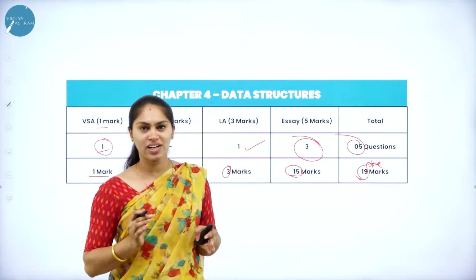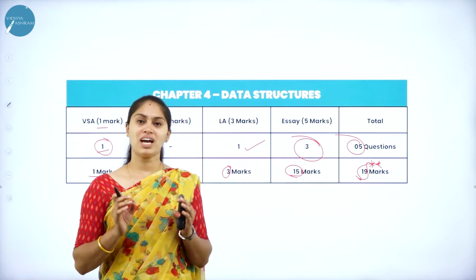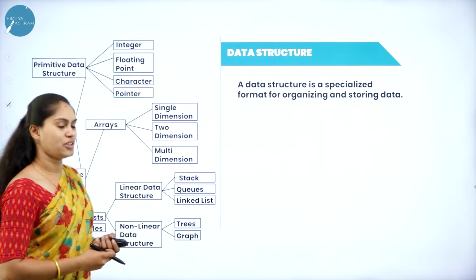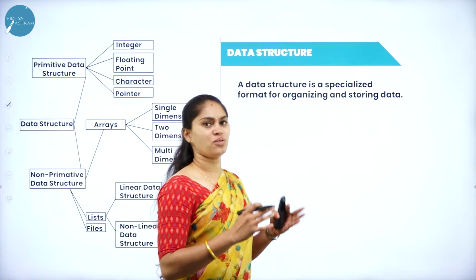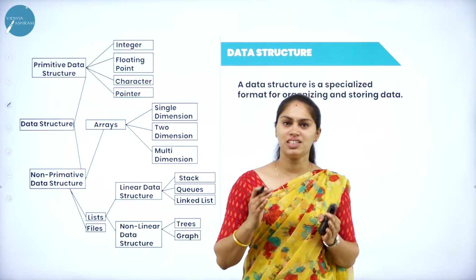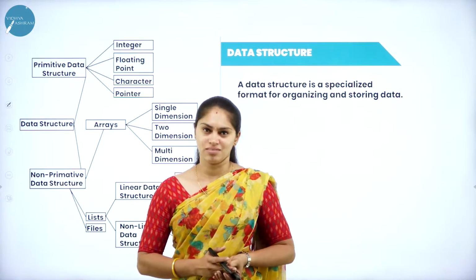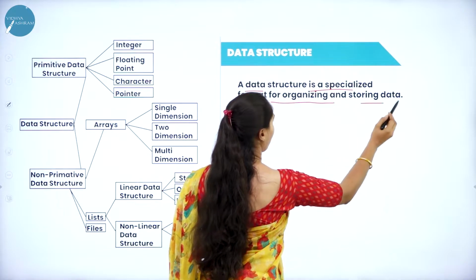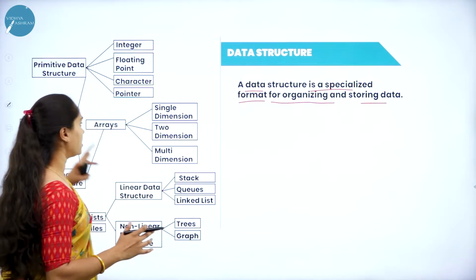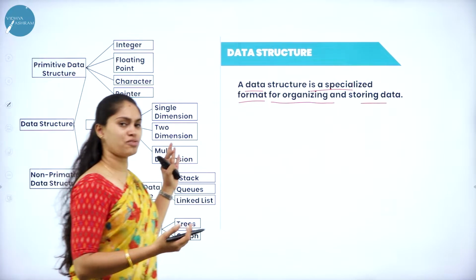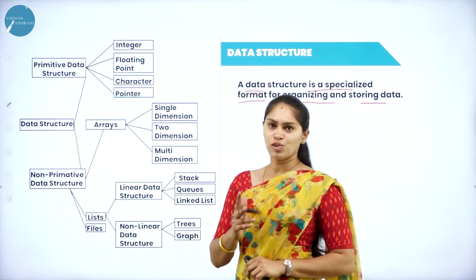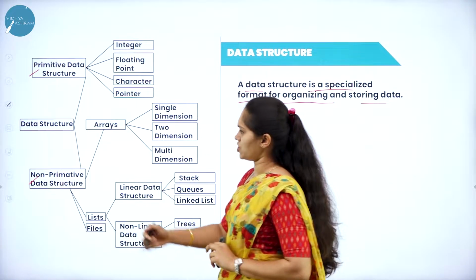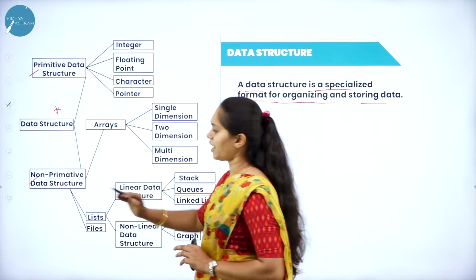Very, very important chapter and a very easy chapter if you have learned all the concepts in a good manner. We'll see the first thing related to this data structure. I just wanted to brief you on all the contents of this chapter 4, that is data structure. What do you mean by data structure here? It is a specialized format for organizing and storing data. How is the categorization of this data structure going to take place? It is of 2 types. One is primitive data structure and another one is non-primitive data structure.